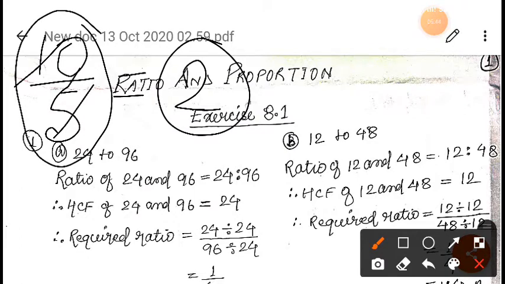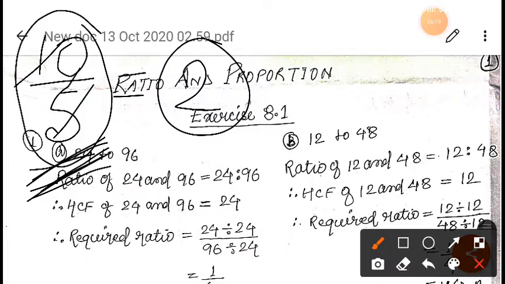And previously, how did we compare? By taking out the difference, right? So here we are comparing by dividing. When you compare two quantities by division, the comparison is known as ratio. I hope you have got this. So when you are comparing two quantities by the division method, that comparison is known as what? Ratio. I hope you have understood this, right?